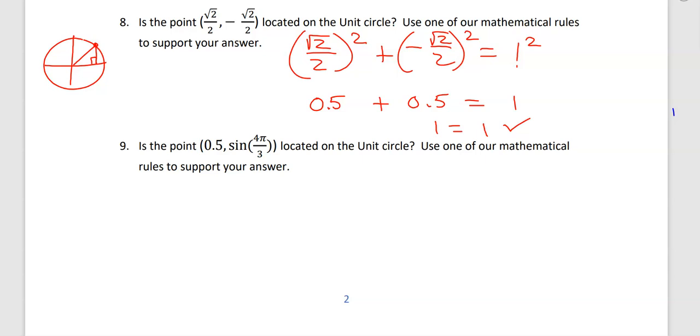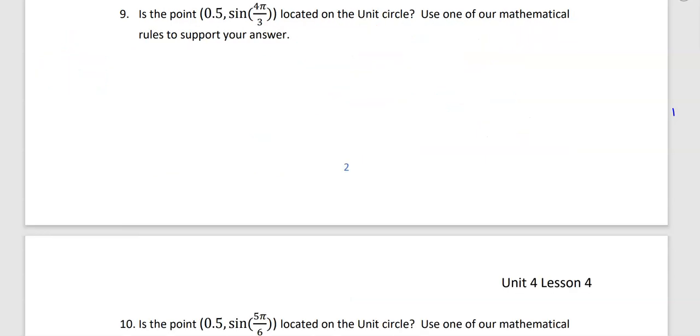If you didn't get 8 or 9 done, now you've seen problem 8 done. Go ahead and put problem 9, turn the video back on, and you're ready to continue. Alright, so in this one here, 0.5 squared plus sine of 4 pi over 3 squared equals 1 squared.